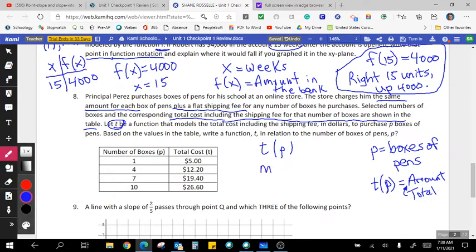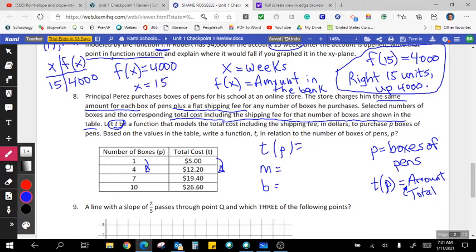All right, M and B, those are the things. In order to write the function in slope-intercept form, if we can find out what M and B are, then all we have to do is plug in the P. So the rate of change is the difference in your total cost, which is your y values, and the difference in your p values, which is your x values.